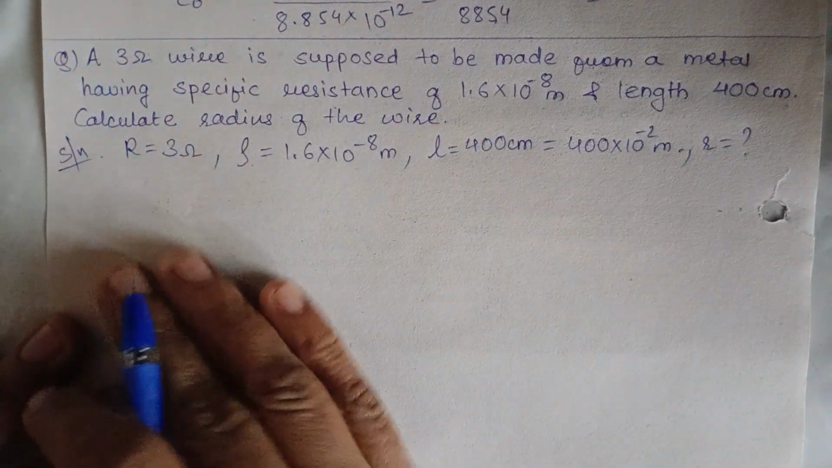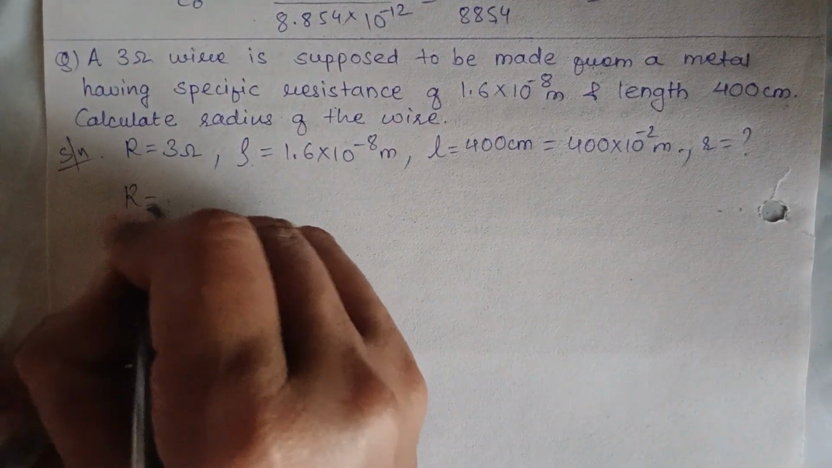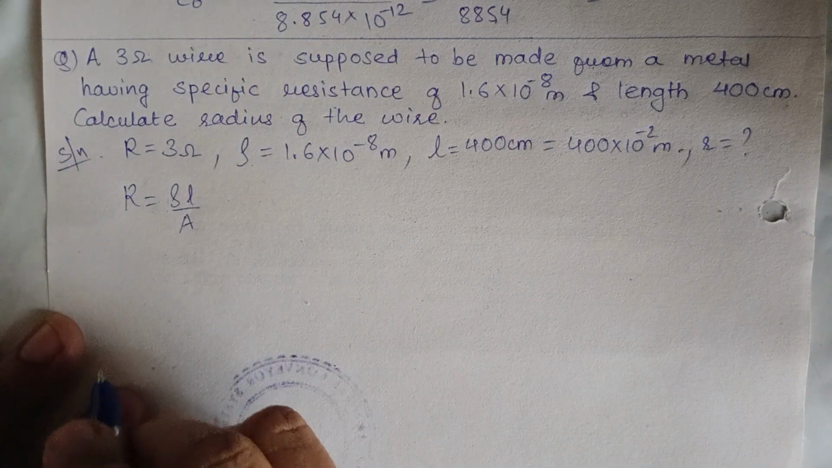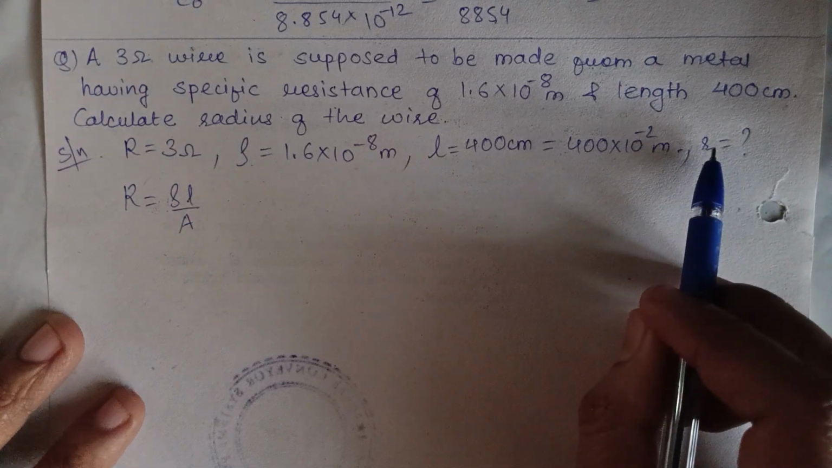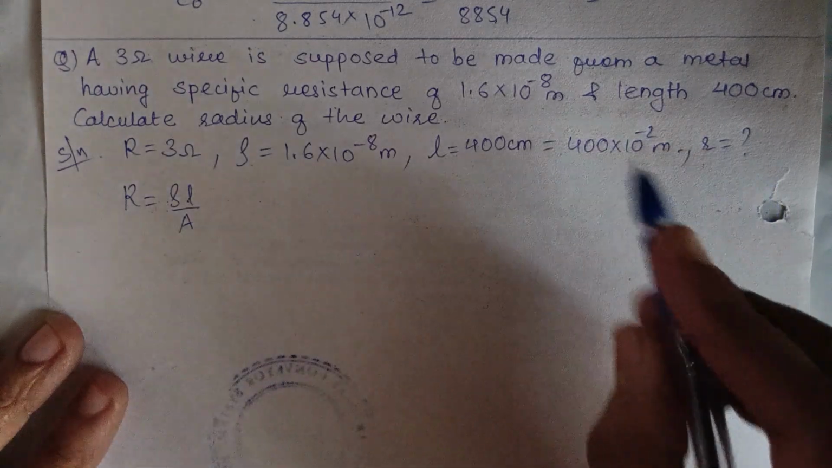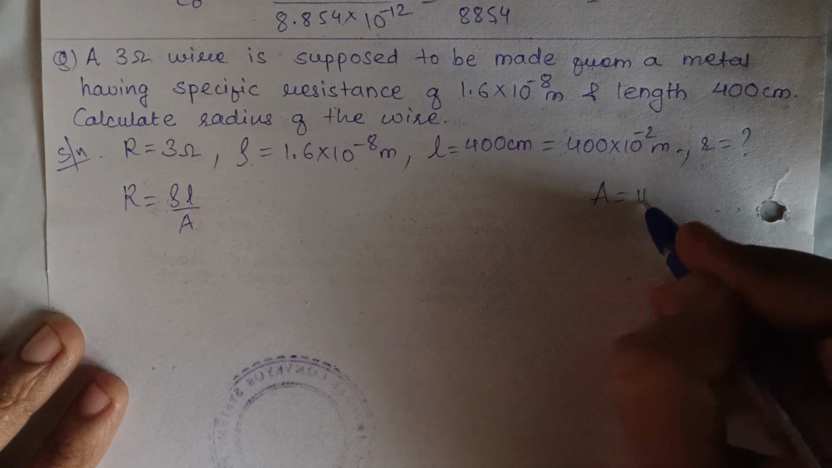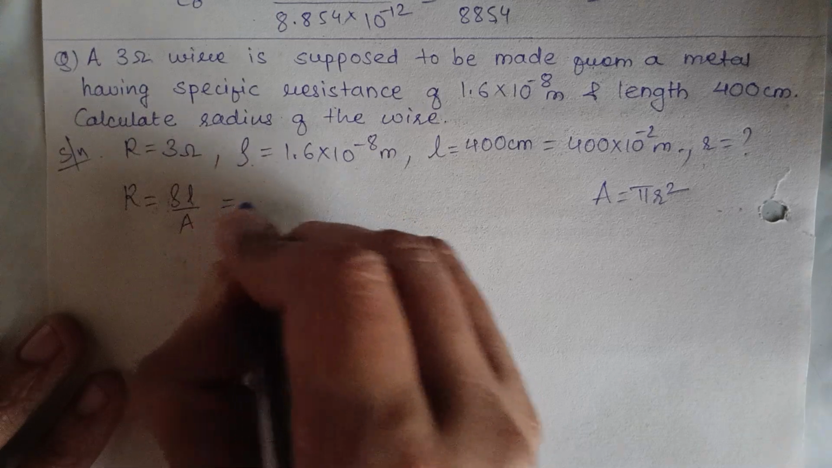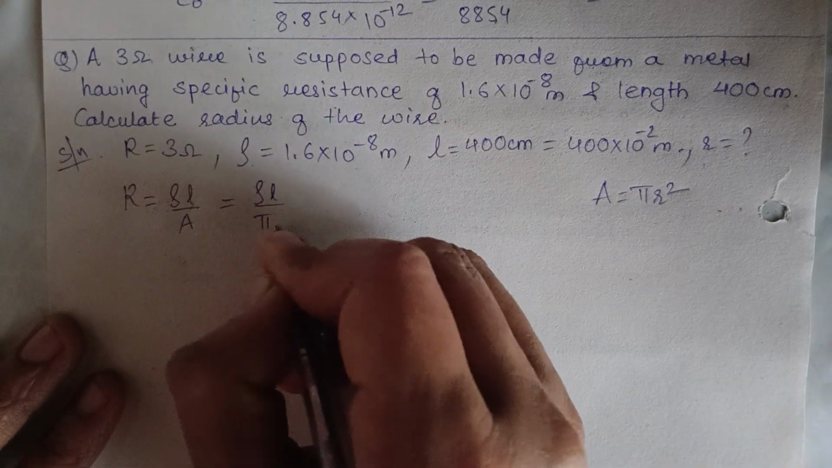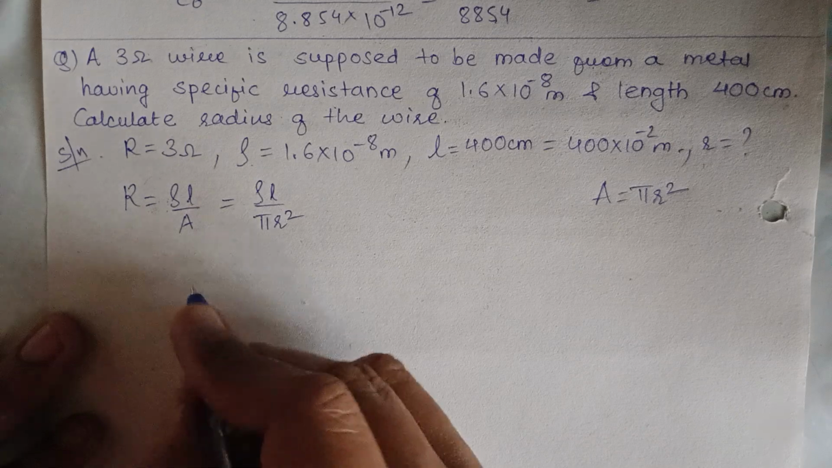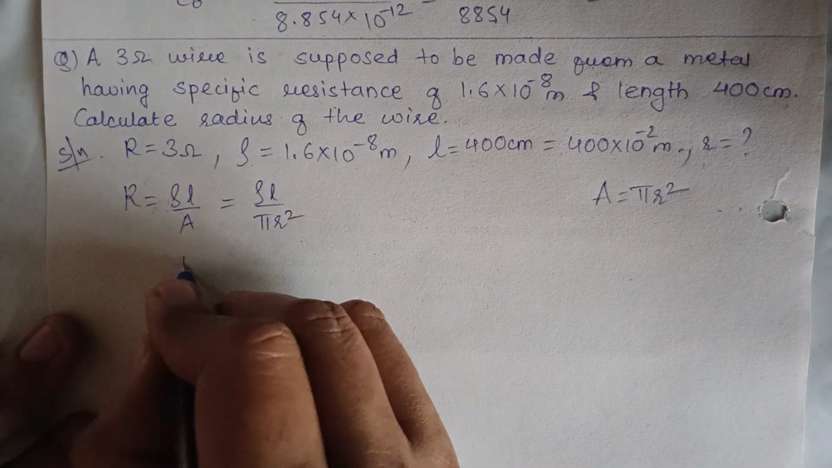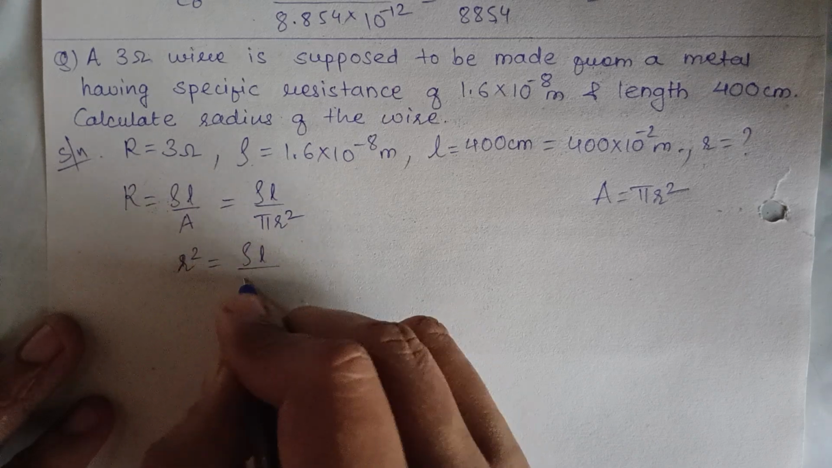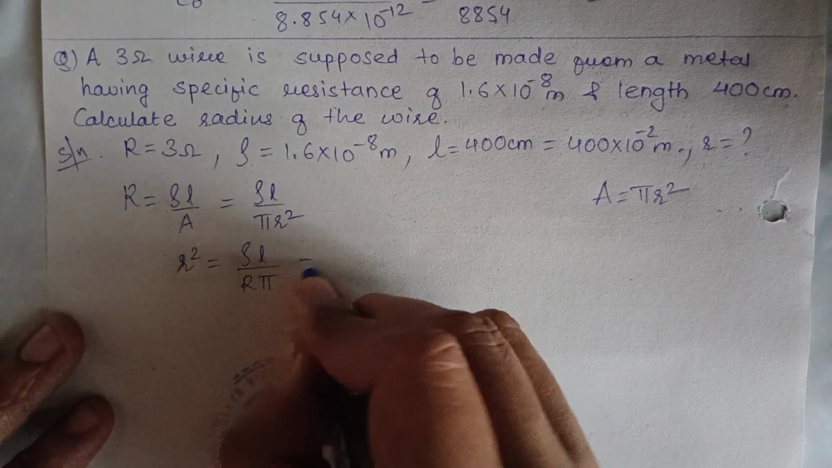Okay, so how do we write this? R is equal to rho L upon A. Okay, so we have to find the radius. Whenever the wire is given, we write area as pi r square. So we want radius, right? R square, I'll write this side, R into pi.